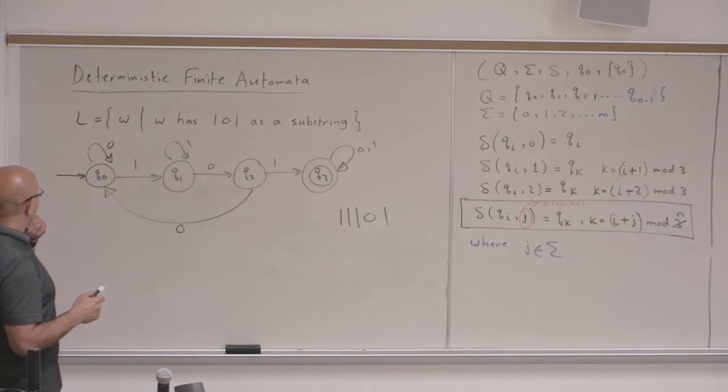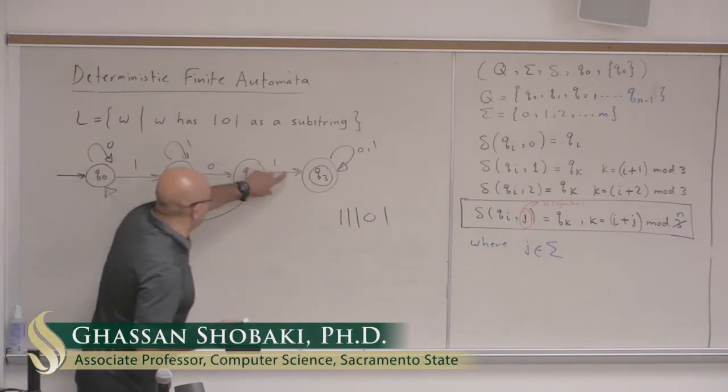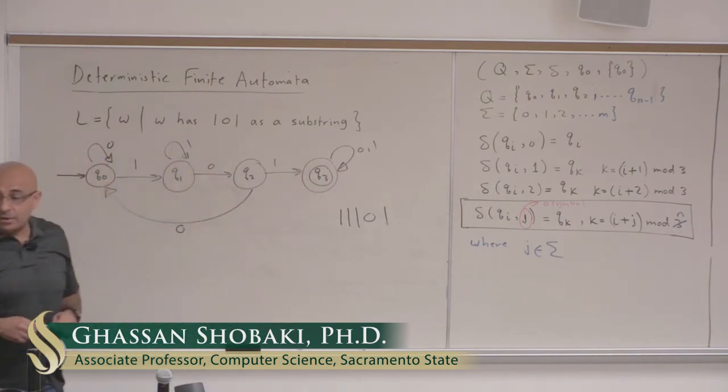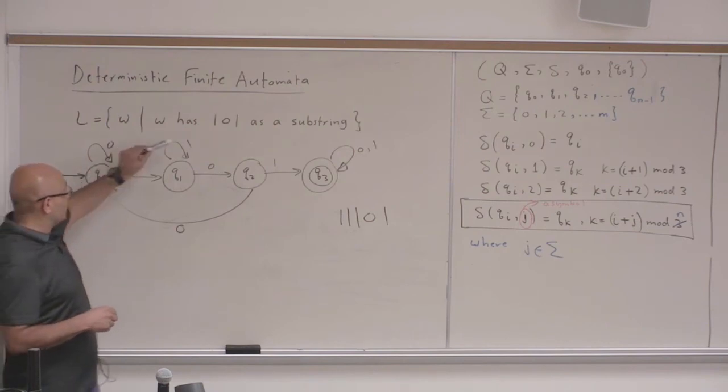Okay, so is it complete now? I have 2 transitions here, 2 transitions, 2 transitions, 2 transitions. So this is a DFA that recognizes the language that has 101 as a substring.